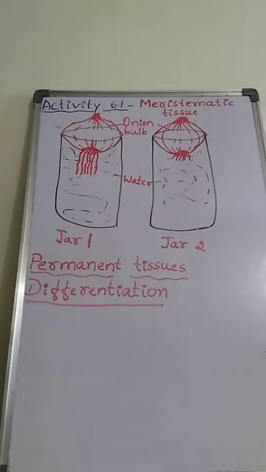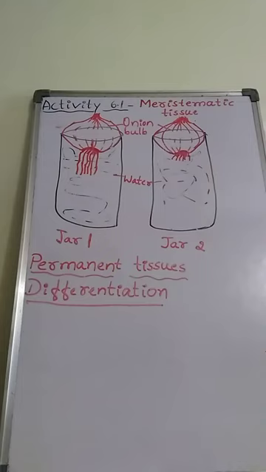There are two different types of permanent tissues, simple permanent tissues and complex permanent tissues. Simple permanent tissues include parenchyma, collenchyma and sclerenchyma, whereas complex permanent tissues include xylem and phloem. What are the important characteristic features of permanent tissues?